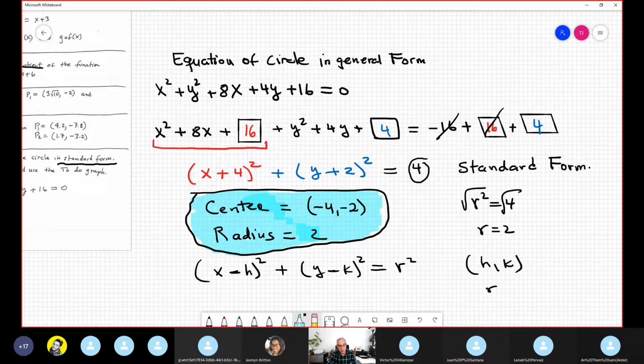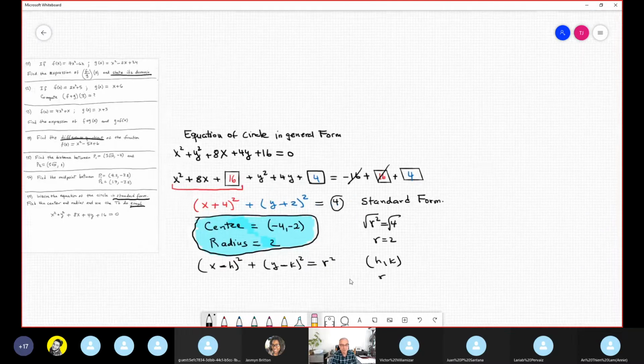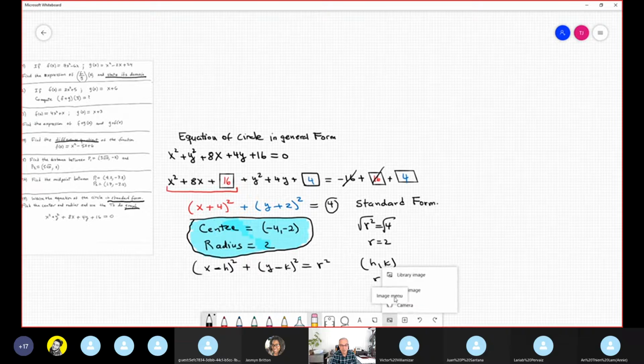And that's it. No, because they want you to do the graph of this. Let's do the graph now. But so far, is everyone following or no? Let's do it now, a graph.